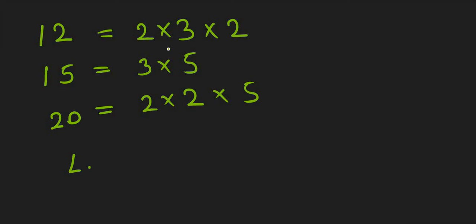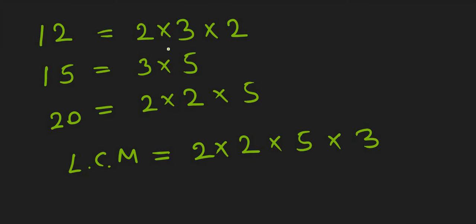So to find the LCM, we need to take the most number of factors from all of the three numbers. Therefore, the most number of 2's found in both 12 and 20 is 2 into 2. The most number of 5's we get is 5. The most number of 3's we get is 3. Therefore, 2 into 2 is 4, 4 into 5 is 20, 20 into 3 is 60. Therefore, our LCM is 60.